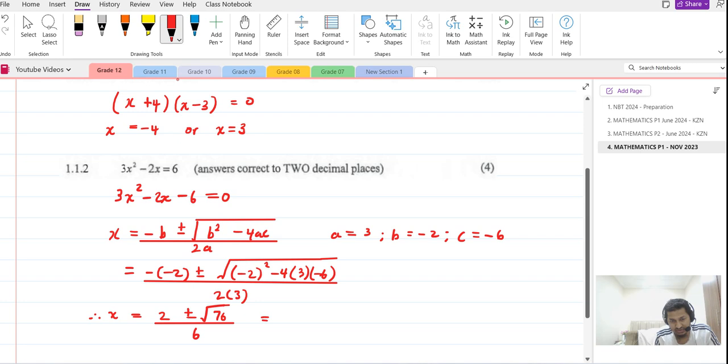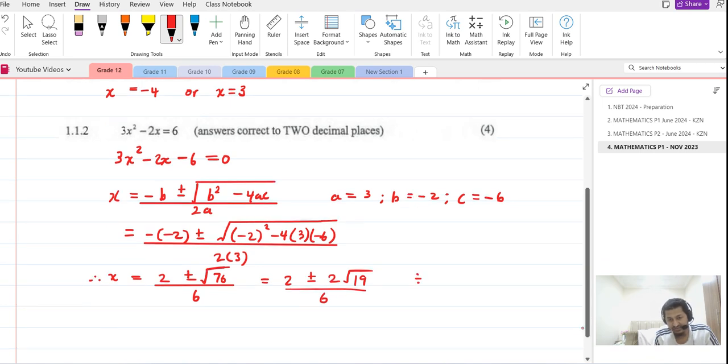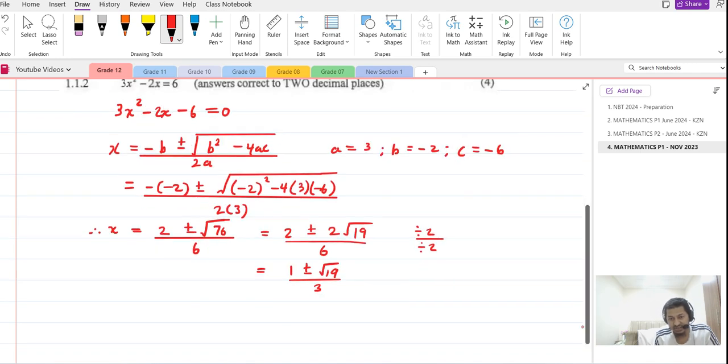So let me just show you how to write the surd form. Remember, square root of 76, you can write it as 2 root 19, because that's 4 times 19, so 2 root 19 divided by 6. Now remember, each term over here you can divide it by 2, so you can divide by 2 on top and divide by 2 at the bottom. So 2 divided by 2 is 1, plus minus root 19 divided by 3. So you see that you are getting two answers, 1 plus root 19.